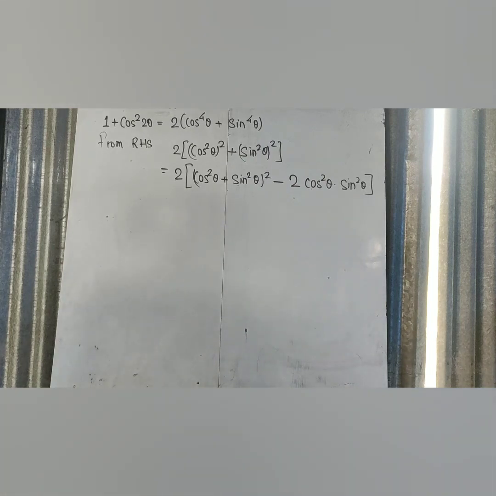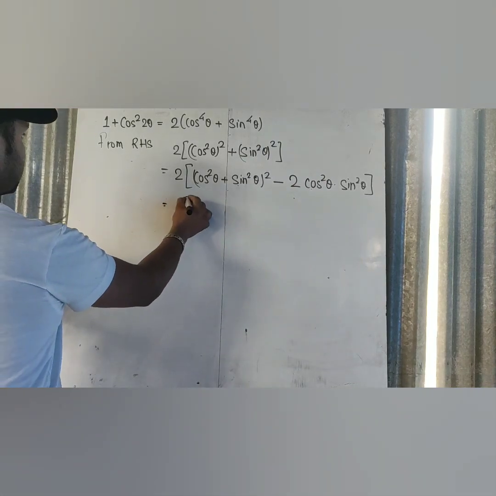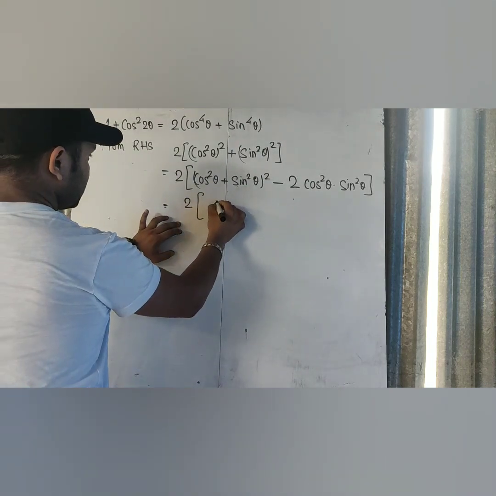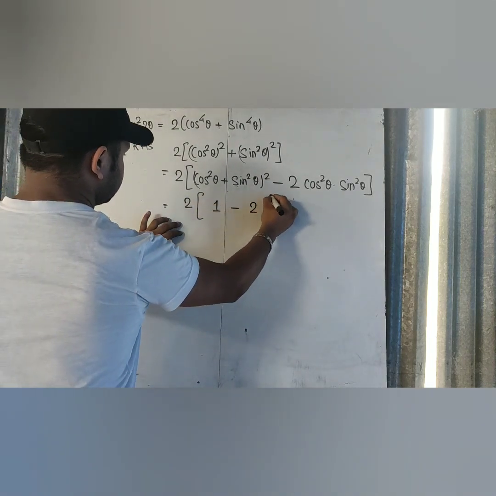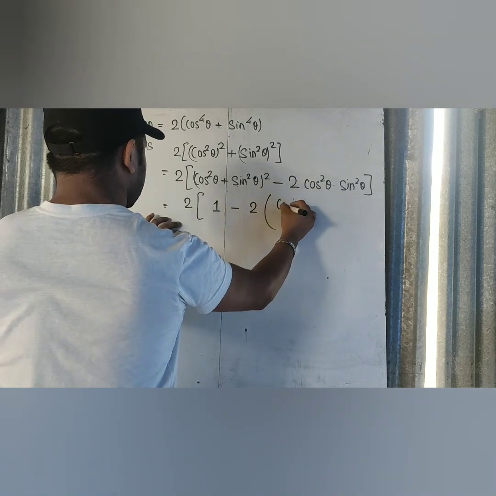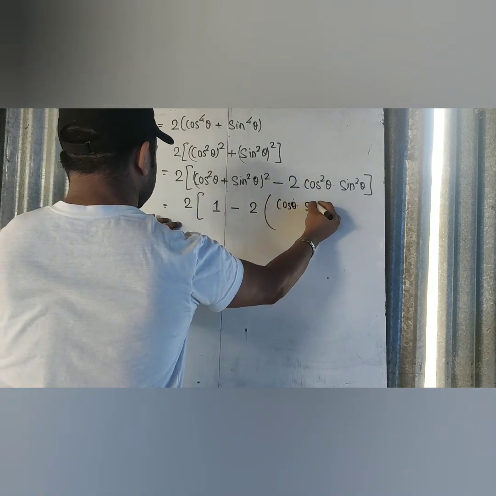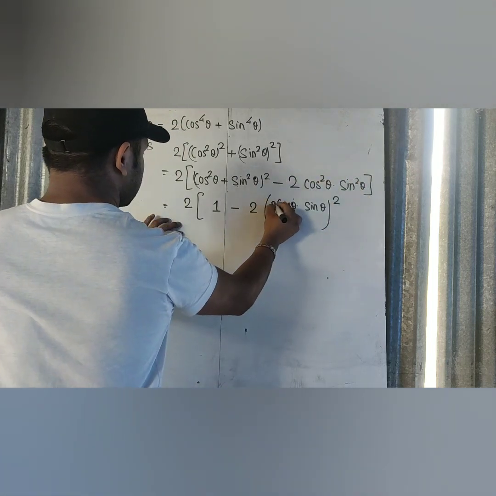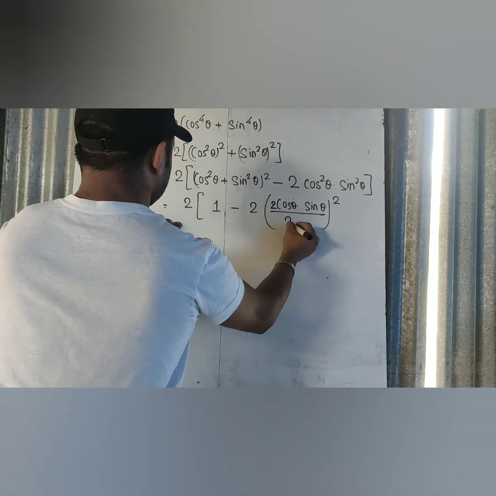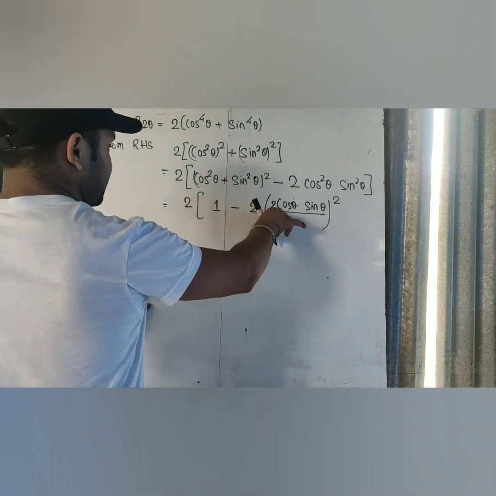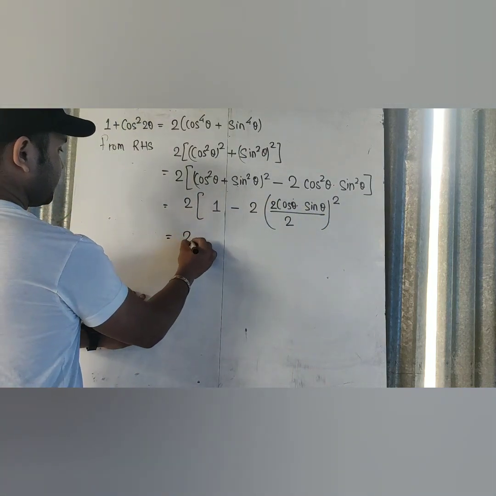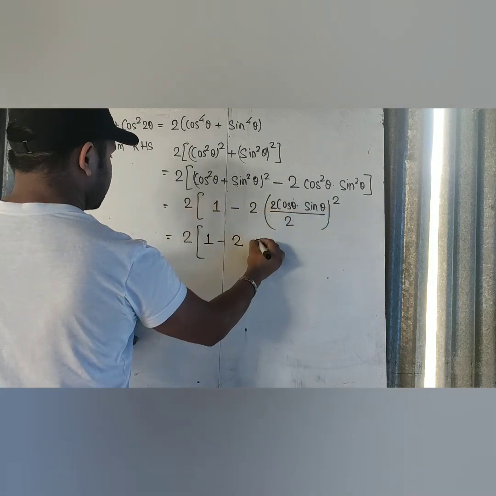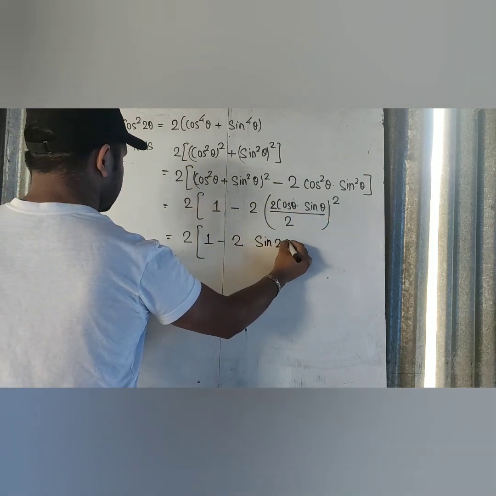Now, this is 2 here. Cos square theta plus sin square theta is 1. 1 square is also 1, minus 2 times cos theta into sin theta. So you can write here (cos theta into sin theta) whole square, because here is the whole square. So you can multiply numerator and denominator both by 2, so that you can write this in the form of a formula. So you have 2 here, 1 minus 2. 2 sin theta cos theta is sin 2 theta.